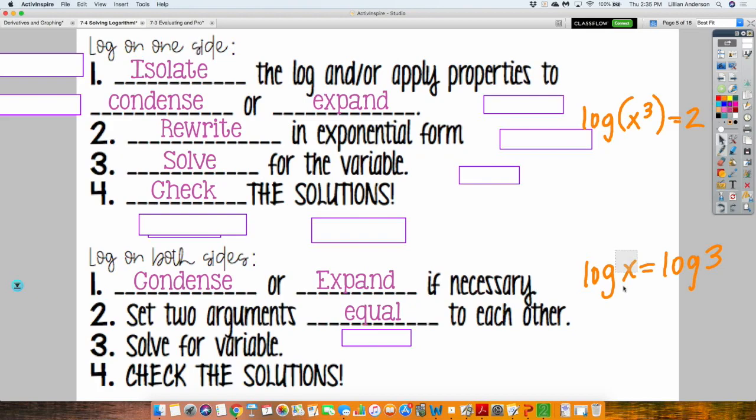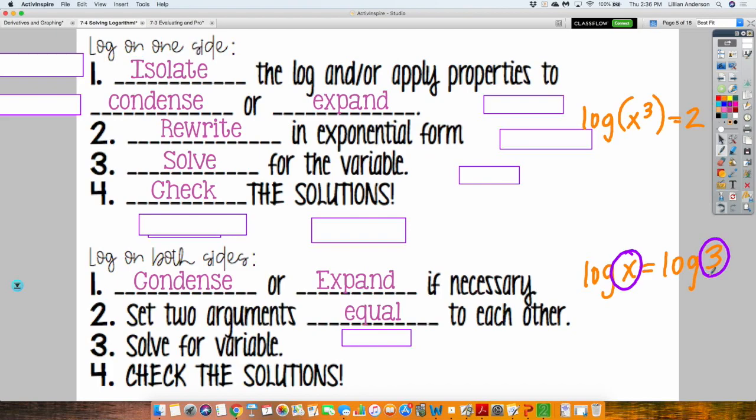And by arguments, I'm talking about this part, the part that the log is attached to. So you want to set those two things, the arguments that are circled in purple, equal to each other. You would solve for the variable, and of course, just like before, check your solutions. Okay?